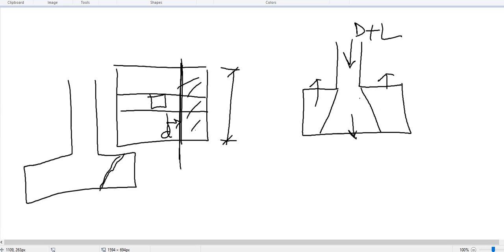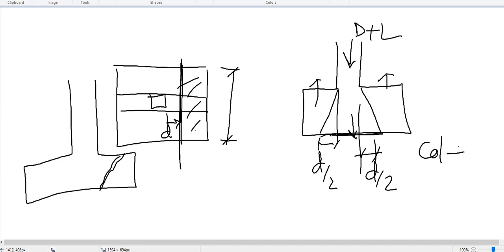Now, based on experience, this distance is typically d by 2. So this portion is d by 2. So the entire width will be whatever the column plus d by 2 plus d by 2, or simply column plus d, column plus d. So this dimension, you will see this dimension in your calculation also.